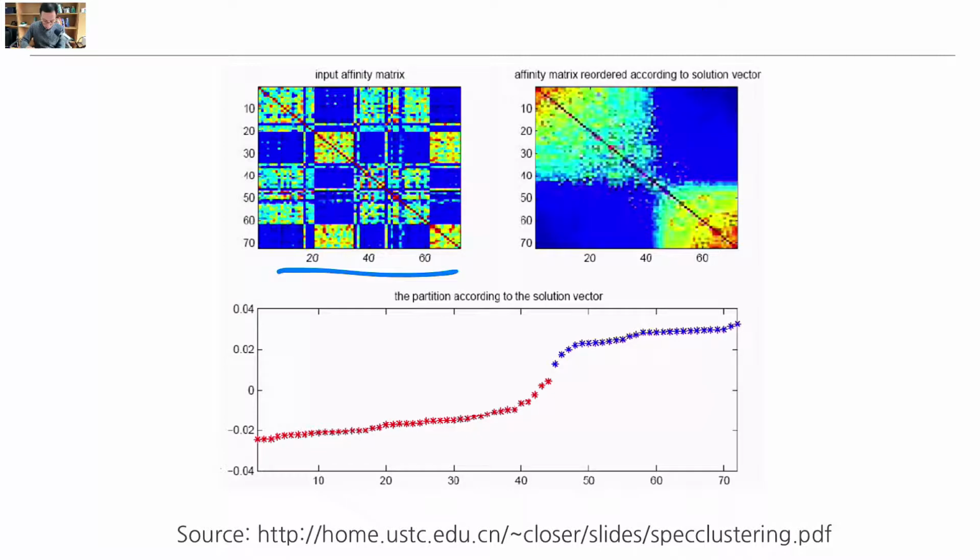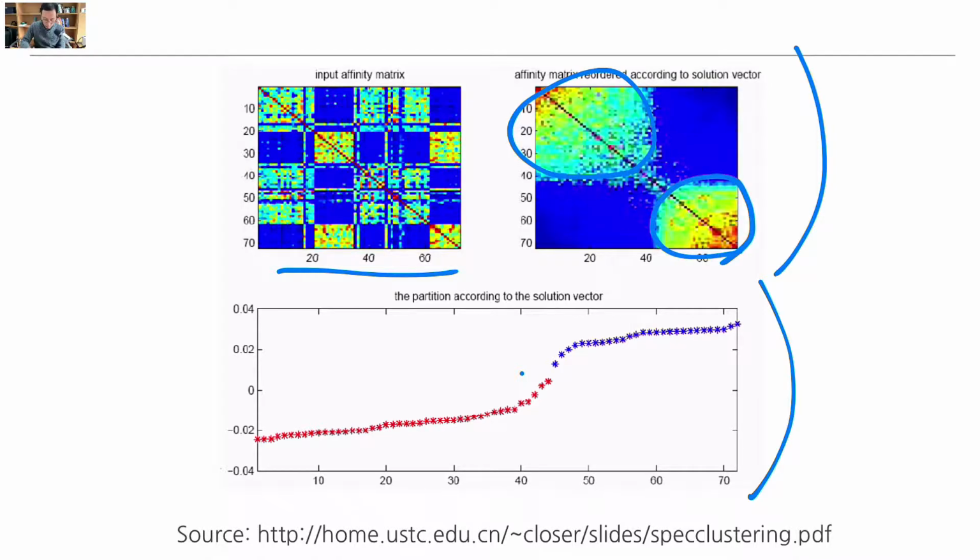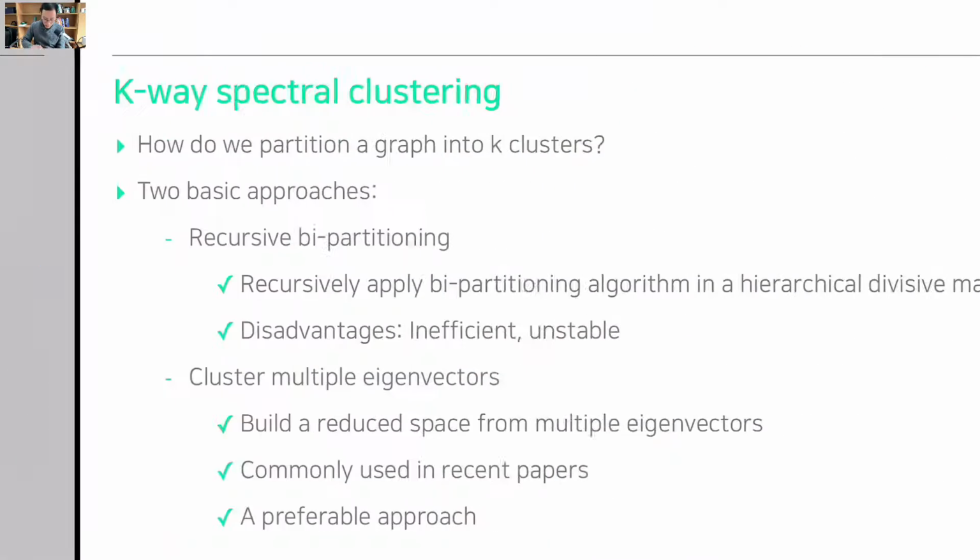This is the input adjacency matrix. So the result of the spectral clustering, and this is the result. We just reordered based on the partition ID, and we are able to find some beautiful block diagrams here.